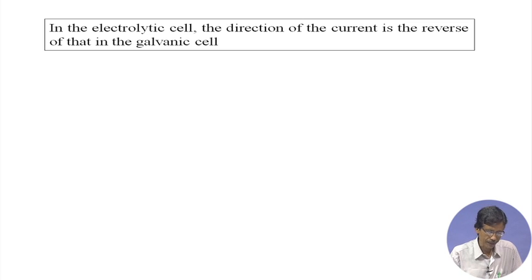Welcome back to this class of electrochemical studies, where we are talking about electrochemical cells and how those cells can be applied for voltage generation, or electricity generation, as well as electrolysis. We have seen that in the electrolytic cell, the direction of the current is the reverse to that of a galvanic cell. So that is why the definition is completely different for the electrolytic cell and the galvanic cell.